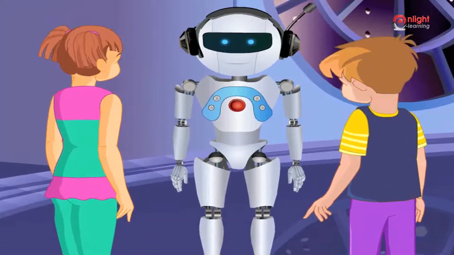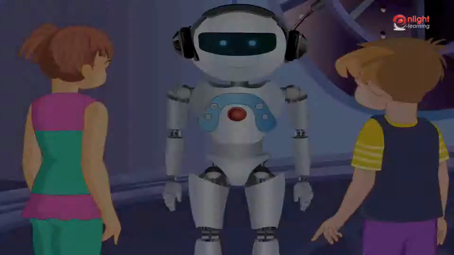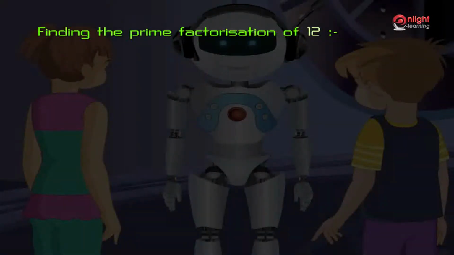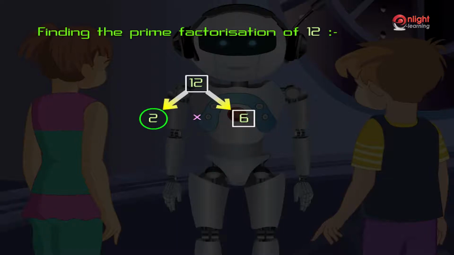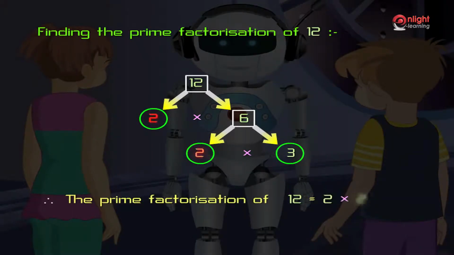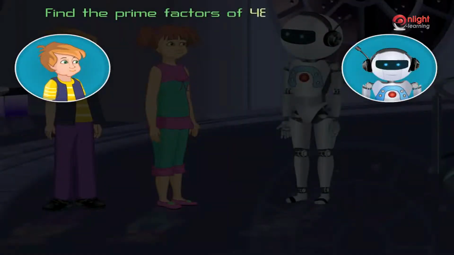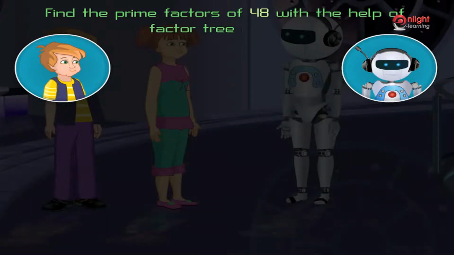Factorization of the number can be done by using factor tree. Consider the example of finding the prime factorization of 12. 12 can be factorized into 2 times 6. Again, 6 can be written as 2 times 3. Therefore, the prime factorization of 12 is 2 into 2 into 3.